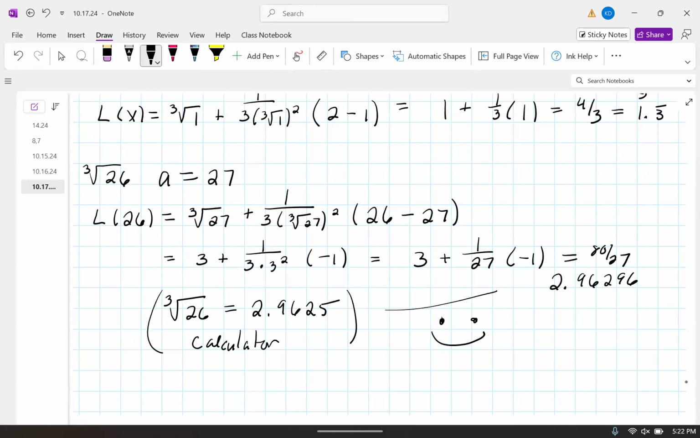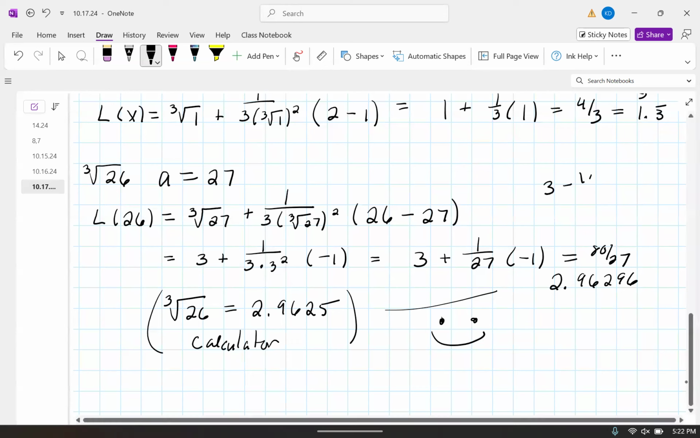27. Yeah, you got your 80/27. Yeah, don't do the calculators to do that. Oh yeah, I did. I just took 3 minus 1/27, and I threw it in my calculator because I could. I didn't want to multiply 3 times 27 and then find a common denominator, blah, blah. Yeah. That's all.